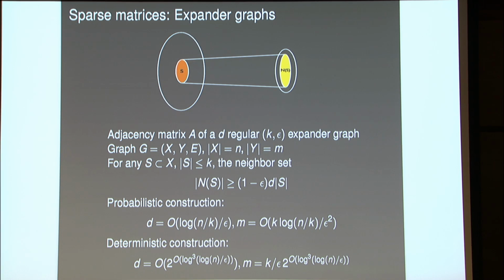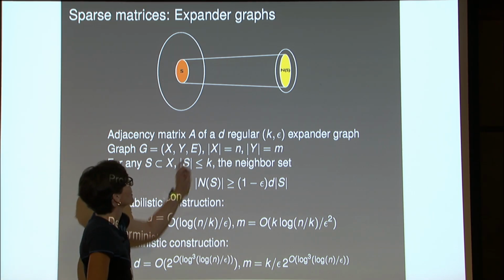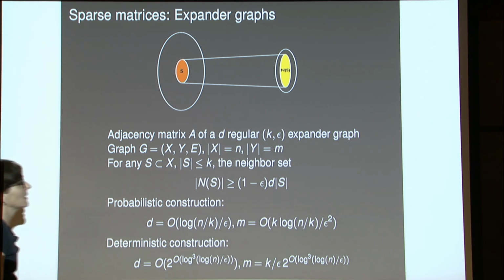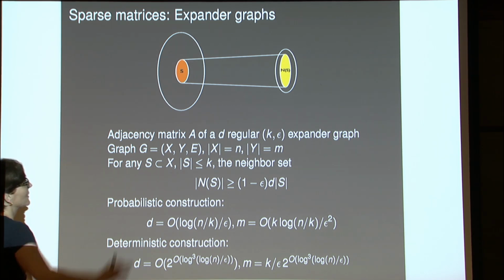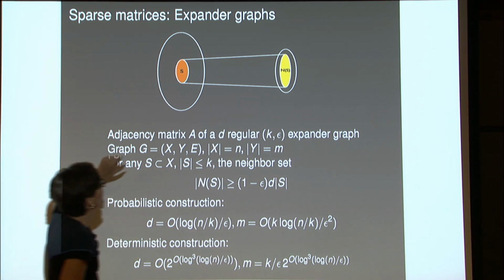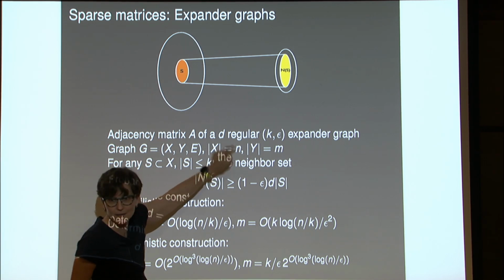Essentially, what were these sparse random matrices? They were the adjacency matrices of bipartite graphs, and in particular, bipartite expander graphs. So what kind of bipartite expander graphs? They were the adjacency matrices of d-regular (k, epsilon) expander graphs. So what is that? Well, bipartite. So you've got a left side and a right side. Think of the left side as being length n, the length of the signal.